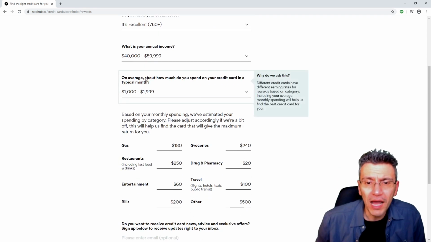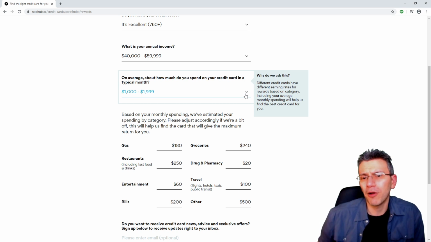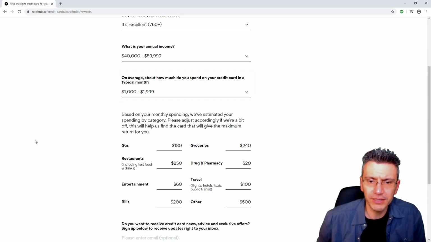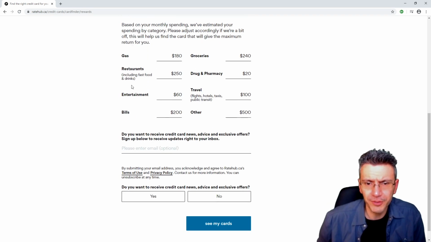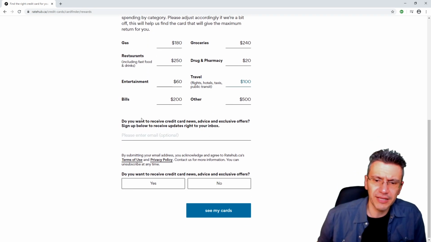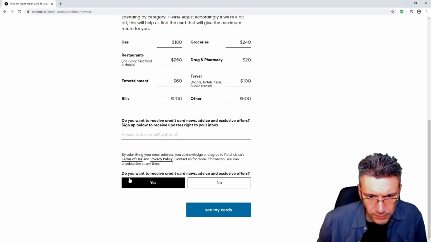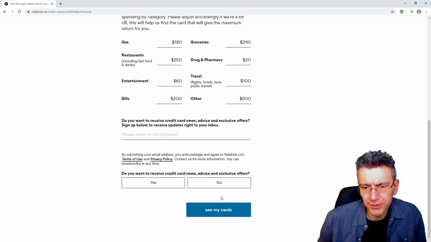On average, about how much do you spend on your credit card in a typical month? Different credit cards have different earning rates for rewards. So in this case, literally just mention how much money you typically spend on a credit card, your monthly purchases, and you can also narrow this down. I'm just going to leave it by default. If you want a credit card, so no, I'm going to go with this.